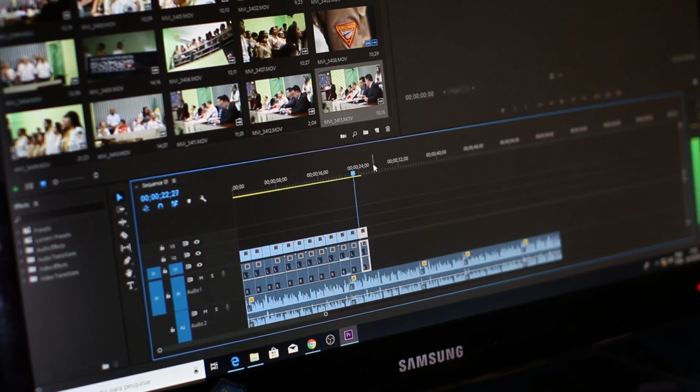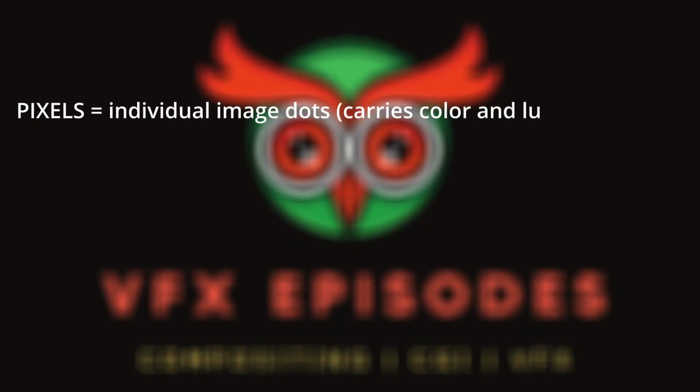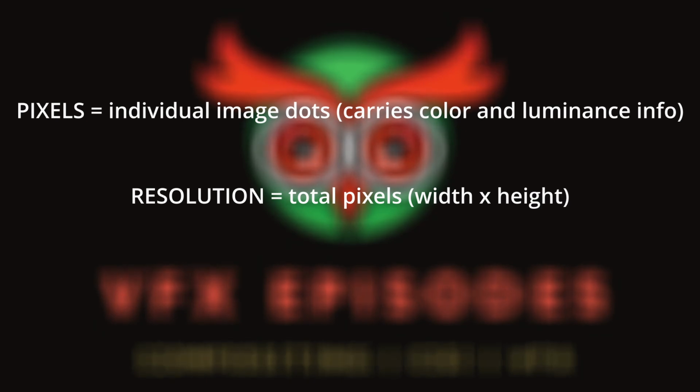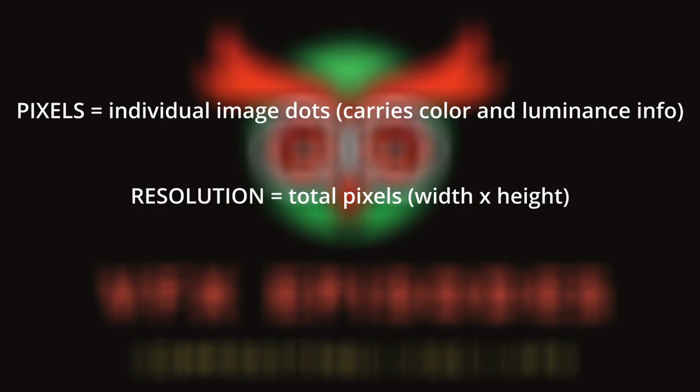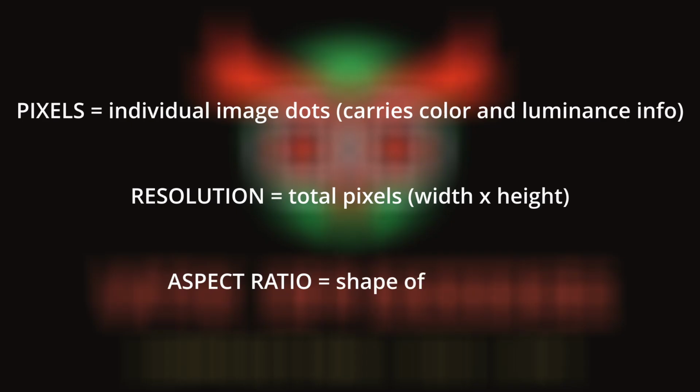So let's tie it together. Pixel means an individual image dot. Resolution is the total pixels in width and height. So your one frame is covered by millions of pixels, and the total pixel count is the resolution. Suppose your resolution is 1920 by 1080. So 1920 in width and 1080 in height. Aspect ratio is just the shape of your frame.